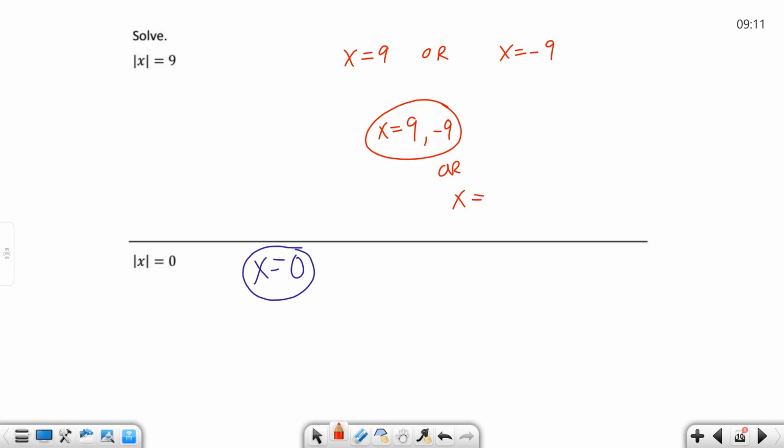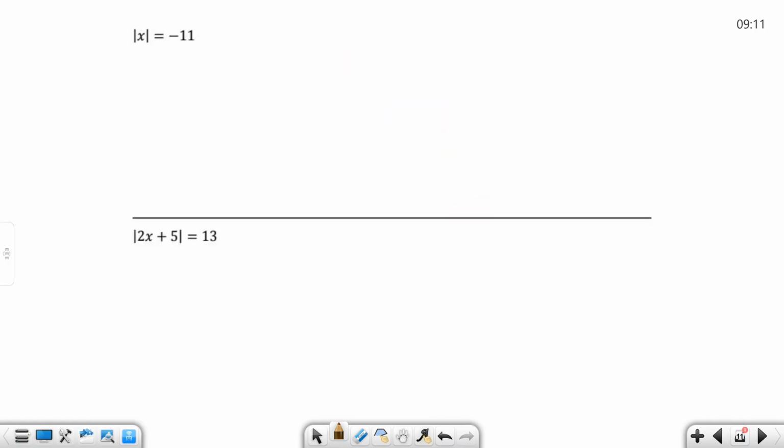You can write it negative 9 first, or a more common way to see this is plus or minus 9. Plus or minus 9, all right? X equals plus or minus 9. So let's look at another one.